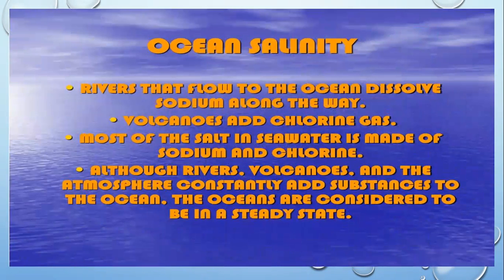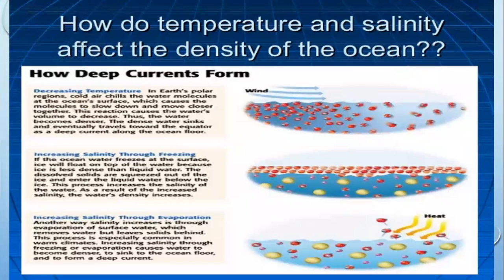Now, ocean salinity. What do you mean by ocean salinity and what are the reasons for it? First of all, it depends on dissolved sodium along the way. Second factor is volcanoes. Third is the salt in the seawater, which is made up of sodium and chloride, and also the rivers, volcanoes, atmosphere, etc. Now, the temperature also plays a very important role, and the salinity affects the density of the ocean.